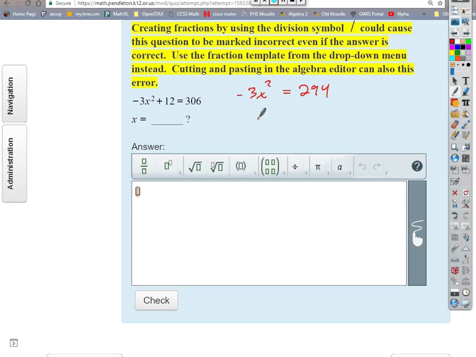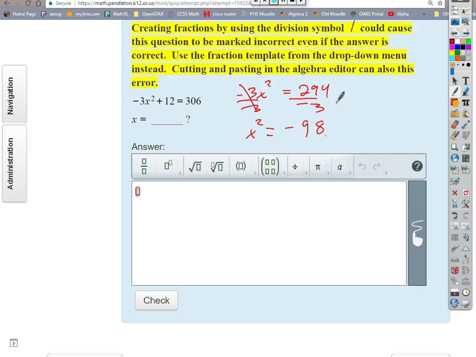Okay. So now if I divide both sides by negative 3, I get x squared equals a positive over negative is negative, isn't it? So I get negative, 3 goes into 29, 9 times with 2 left over, right? So 98. Okay. And now I've just got to square root both sides, right?